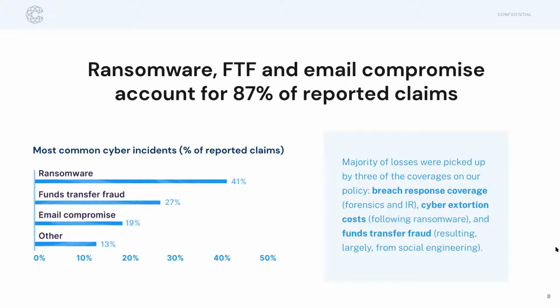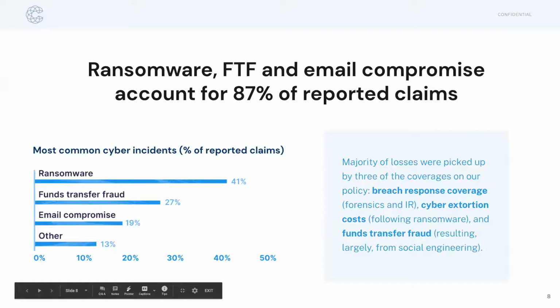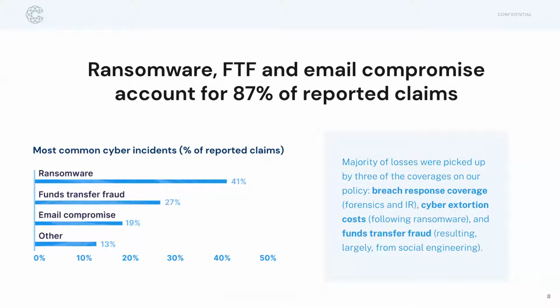The first one is the most common cyber-related incidents we see. And here you see that with respect to the claims that Coalition has seen, and with over 15,000 policyholders, we definitely have our fair share of claims. But ransomware is the top cyber incident. Not surprisingly, right? Today, ransomware is a plague in the cyber insurance and security community.